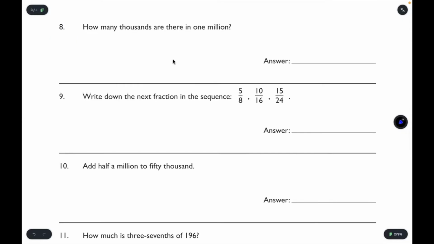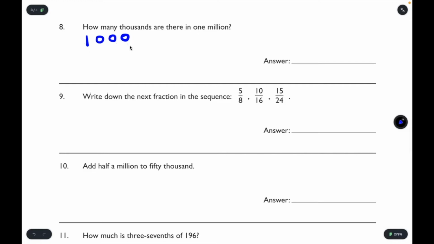Question 8, how many thousands are there in 1 million? So how many zeros does 1,000 have? Well, 1,000 has 3 zeros. If we had no zeros, it's just 1. If we have 1 zero, then it's 10. If we think about 1 with 2 zeros, then it becomes 100. 1 with 3 zeros becomes 1,000.